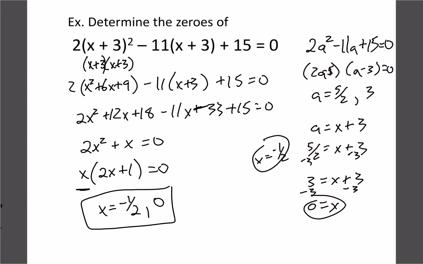So it's totally up to you. FOIL it out and simplify and then just solve it normally. Or you could try a little shortcut by factoring and then just plug in your values afterwards.